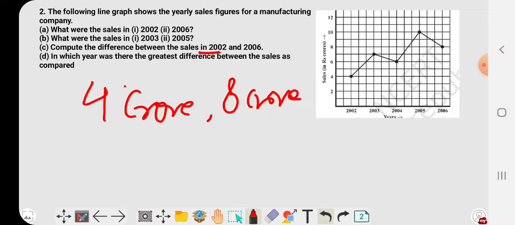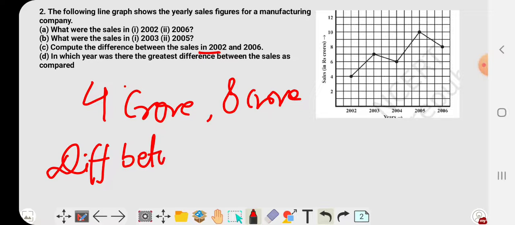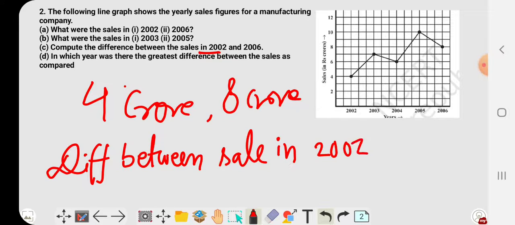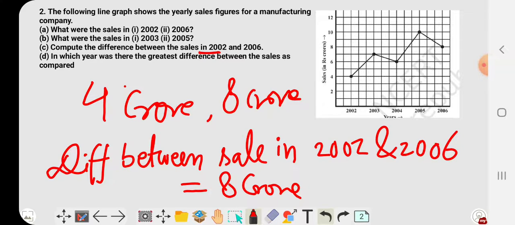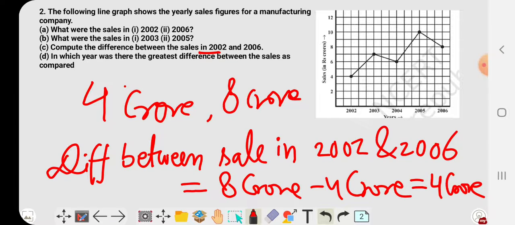Yes. Difference between sale in 2002 and 2006. Here you will subtract the smaller one from the greater one. So 8 crore minus 4 crore is equal to 4 crore. This is the difference. Now part D is, in which year was there the greatest difference between the sale as compared?